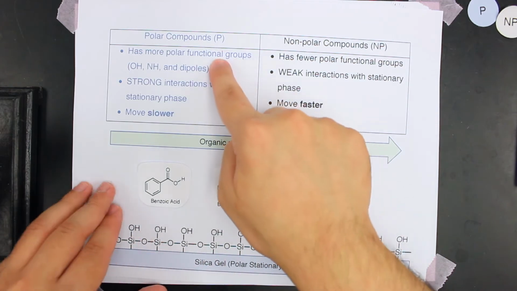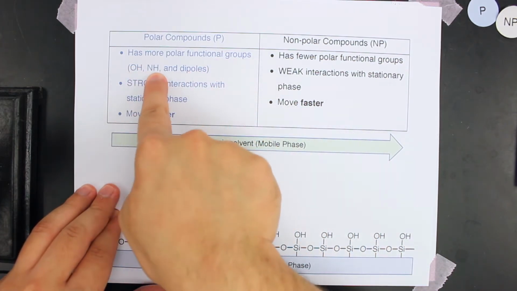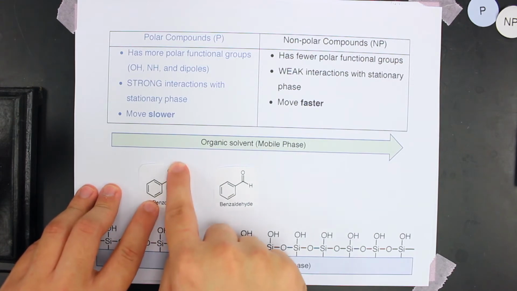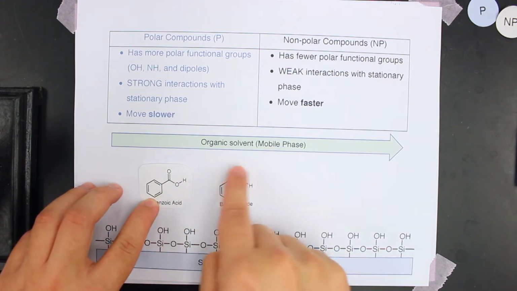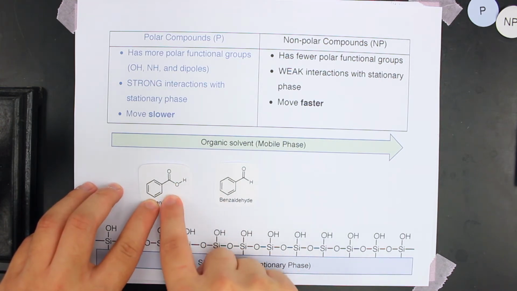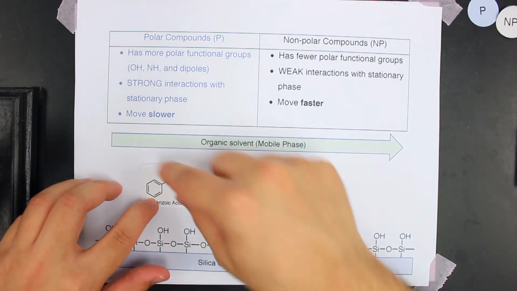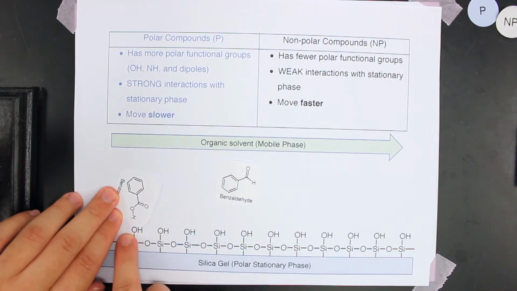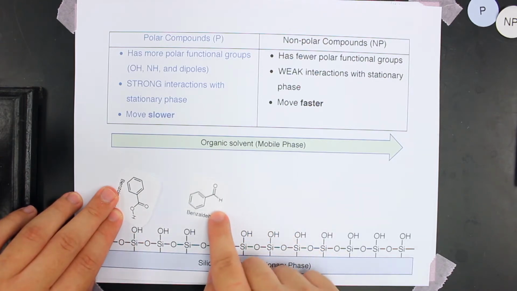Now remember, a polar compound will have more OH and NH groups and dipoles. Both of them have a carbonyl, so this C double bonded to an O. That's the same, but the difference is that the benzoic acid has an OH, and that makes this molecule much more polar than the benzaldehyde. And if you remember how hydrogen bonds work, really this H can form a hydrogen bond with the OH on these silanol groups, whereas this benzaldehyde cannot.